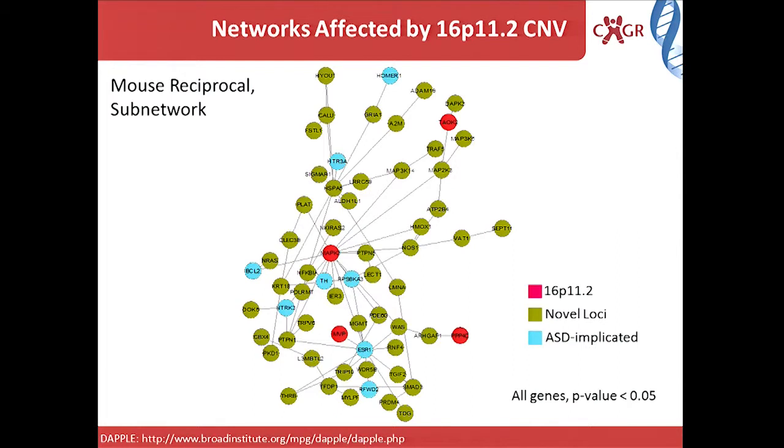And this is a subnetwork of that larger network that I just told you about, which was particularly interesting for its high density of ASD-related genes seen in blue and 16p genes seen in red, as well as a high degree of interconnectivity between them and novel loci.